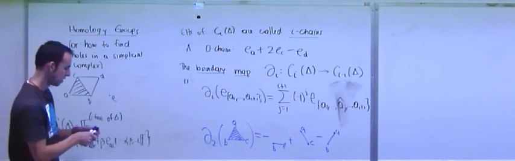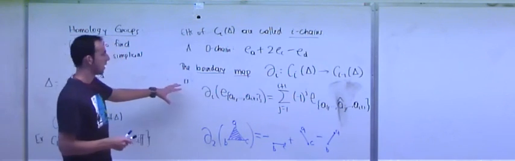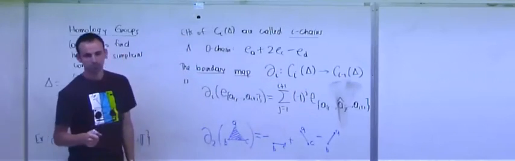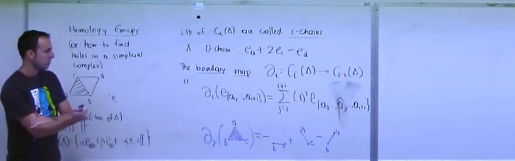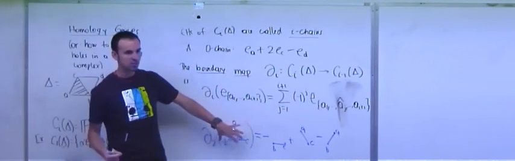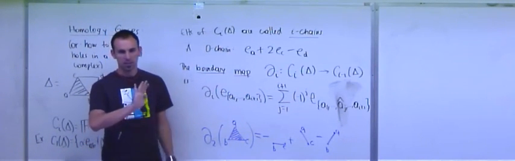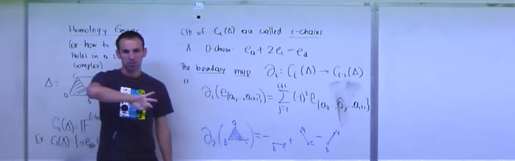Okay. So this defines a linear map from the i chains to the i minus 1 chains. Okay? If you look, for example, at what I would get with a tetrahedron, I would apply delta 3 of a tetrahedron, and I would get an alternating sum of the four faces of the tetrahedron.